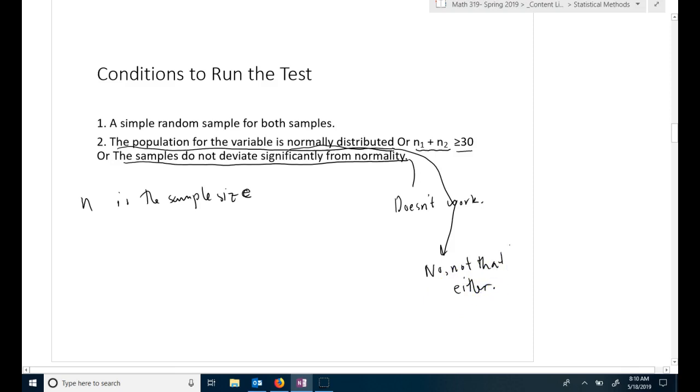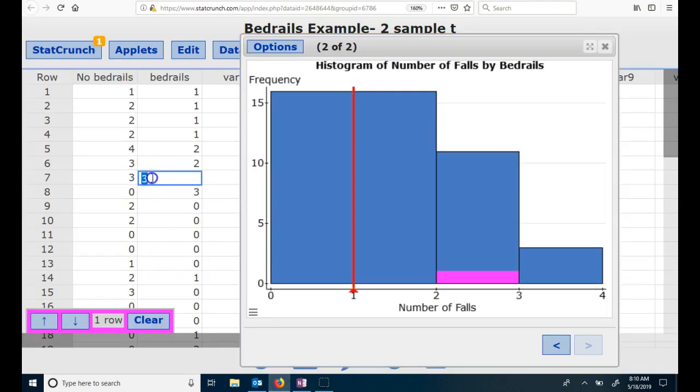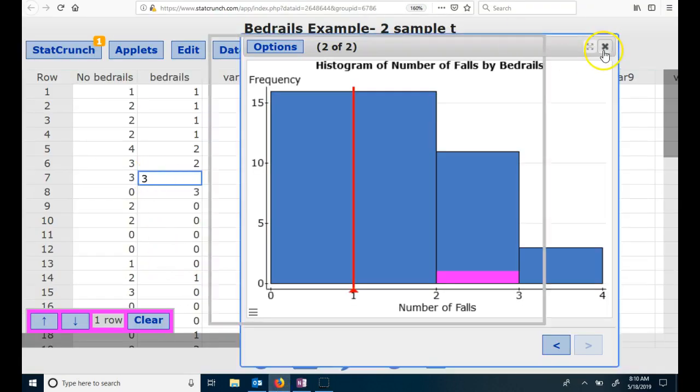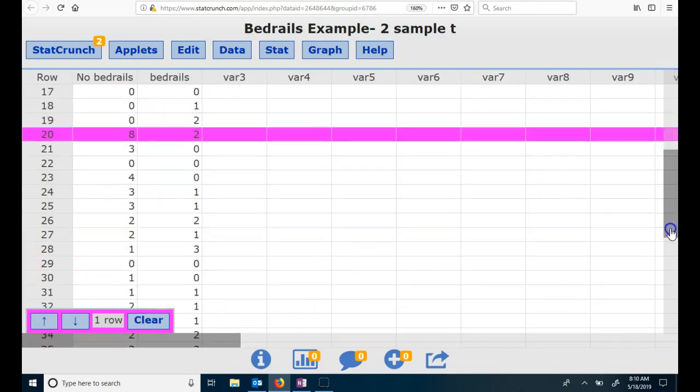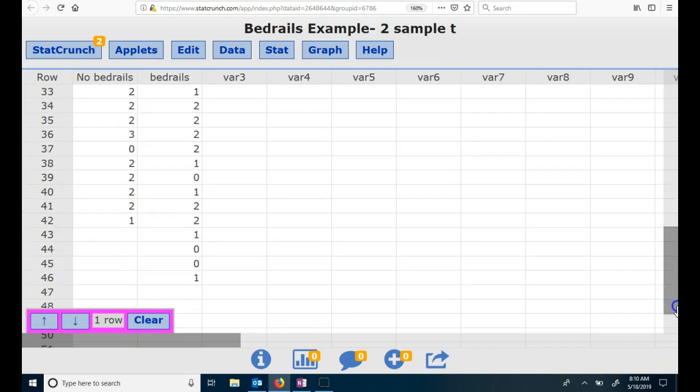Okay, not that one either. Well, what can we do now? Well, I guess I'm going to have to look at the sample sizes now. N1 plus N2 is greater than or equal to 30. So I go back into my data set, look here, okay, and I notice the no bed rails group has, oh, look at that. It's got 42 elements in the no bed rails group, and there's 46 in the bed rails group.